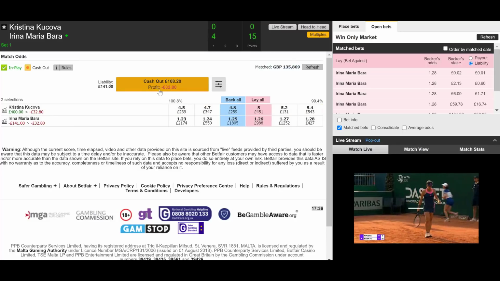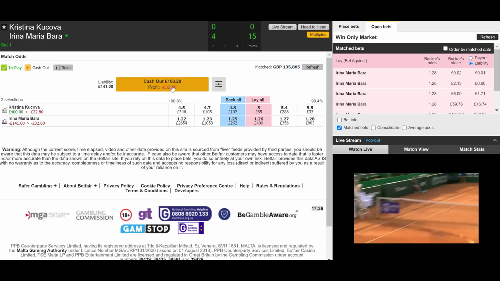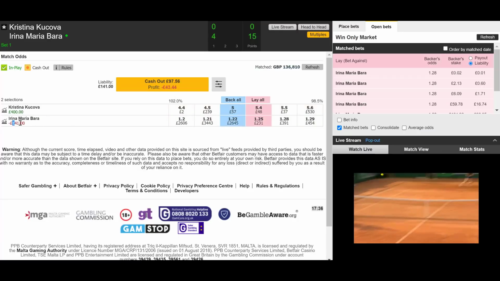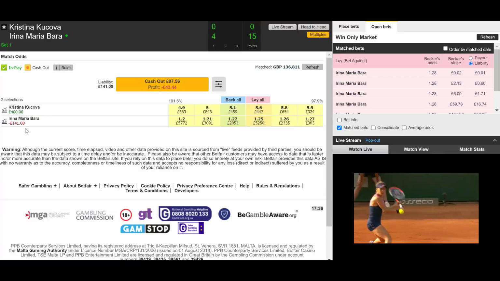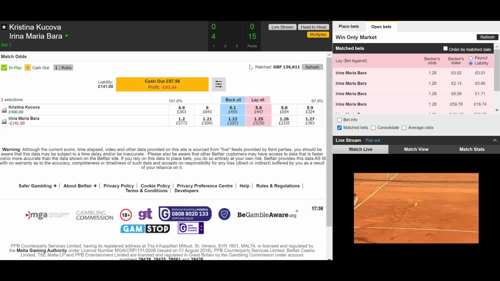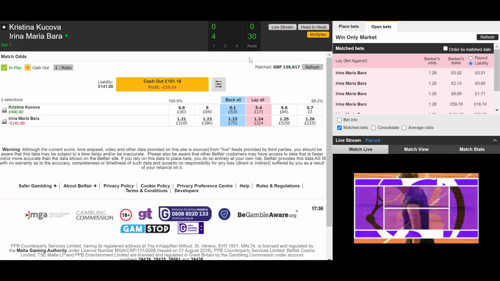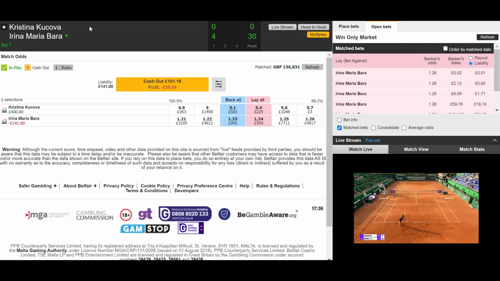Keep your eye on the cash out amount. That is currently a £32 loss. Don't look at the amount that is actually at risk, because remember, that is not going to be fully at risk. Okay, anyway, let's see what happens. We just need Kukova to get on the scoreboard, and then we can start to take some action.